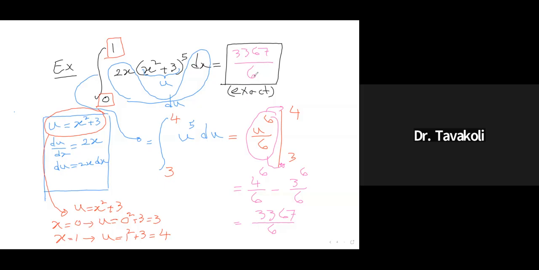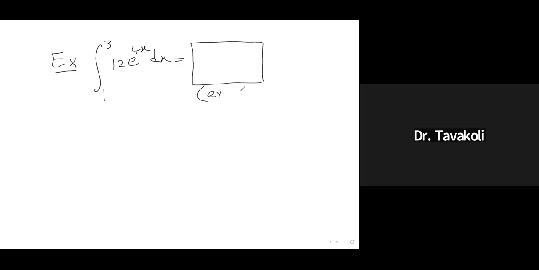Let me do another example of definite integrals involving the substitution method. The definite integral from 1 to 3 of 12e to the power of 4x dx. And I want to find the exact value of this. Please pause the video and try to do this on your own before watching my solution.